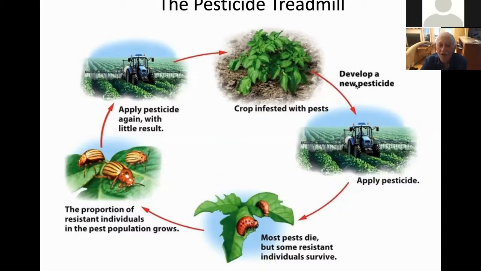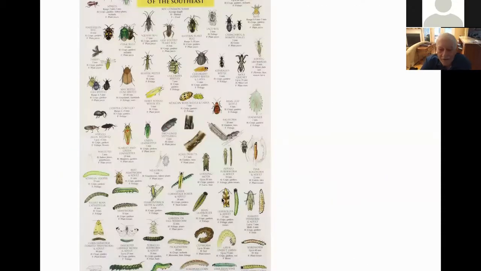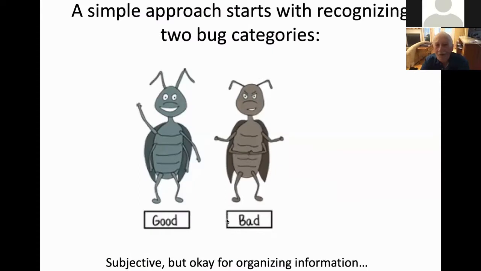Well, what the industry does is they go back to the lab, develop a new pesticide, and the cycle repeats. So you're on this treadmill. But going back, the simple approach for our purposes tonight is to just say we have good bugs and bad bugs. It's a little bit subjective, but it helps me to categorize where we're at here.